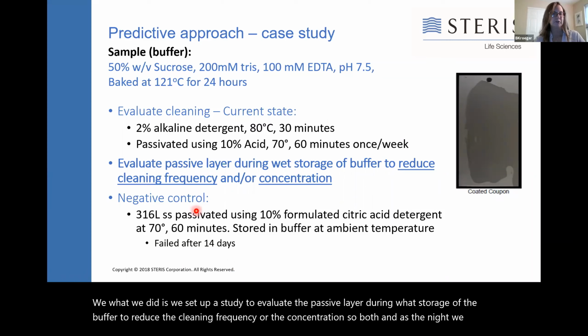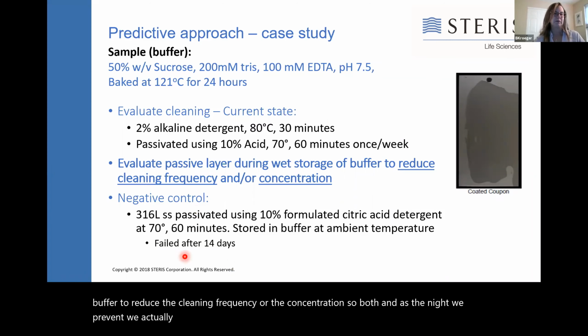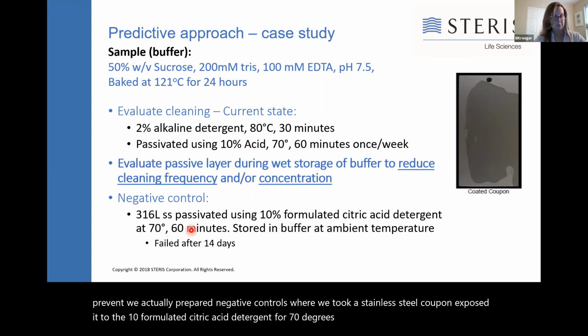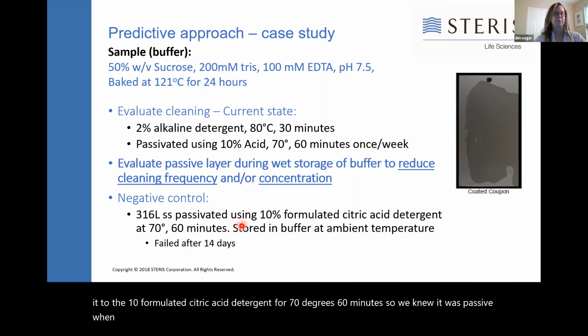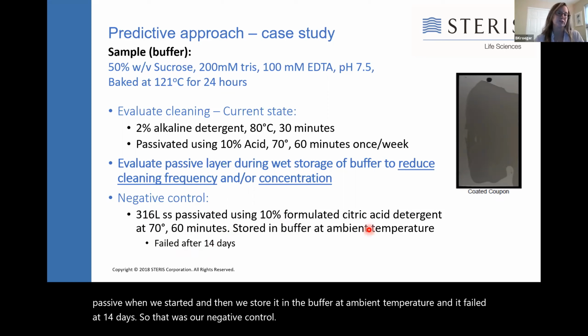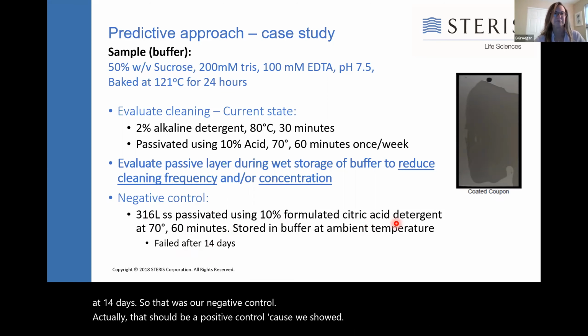We actually prepared negative controls where we took a stainless steel coupon, exposed it to the 10% formulated citric acid detergent for 70 degrees, 60 minutes. So we knew it was passive when we started, and then we stored it in the buffer at ambient temperature, and it failed at 14 days. So that was our negative control. Or actually, that should be a positive control because we showed that it failed.